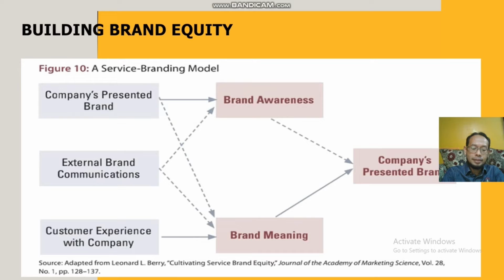Company-presented brand, mainly through advertising, service scape, and personnel. External brand communications, from word of mouth and publicity. These are outside of firm control. Customer experience with the company: what the customer has gone through when they patronize the company. Brand awareness: the ability to recognize and recall a brand, which provides a cue. Brand meaning: what comes to the customer's mind when a brand is mentioned.